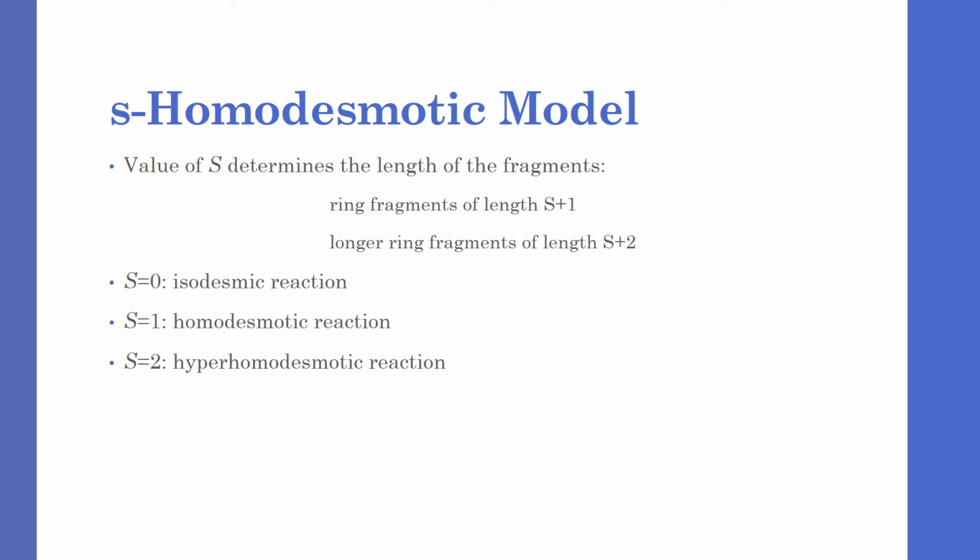The value of S determines the length of the fragments. If S is 0, we have an isodesmic reaction. If S is 1, we have a homodesmotic reaction. If S is 2, we have a hyperhomodesmotic reaction.